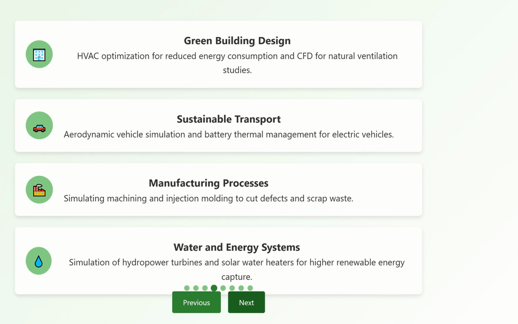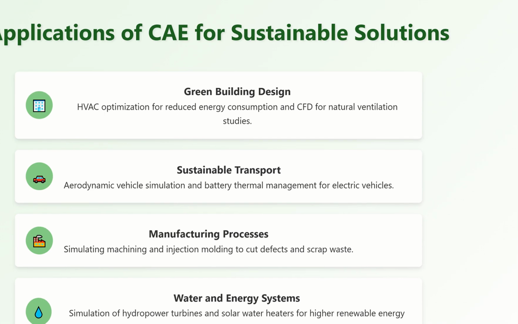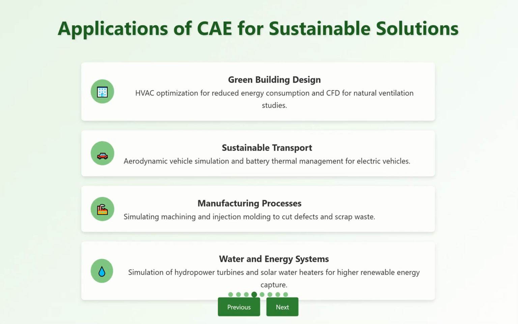We have another aspect of what we call key examples of applications. Let's look at some of the applications of computer-aided engineering for sustainable solutions. Where can we apply these areas? Number one, green building design. You can do green building design like heating, ventilation, and air conditioning system optimization, which will help us to reduce energy consumption, at the same time improve the computational fluid dynamics for the natural ventilation studies.